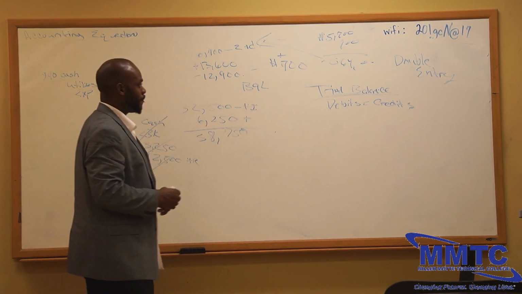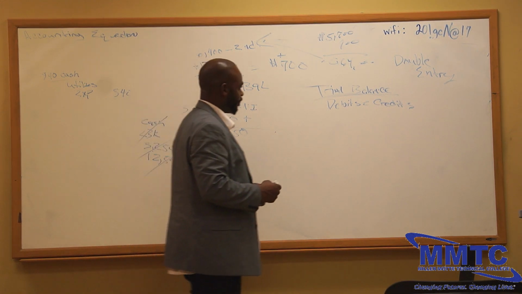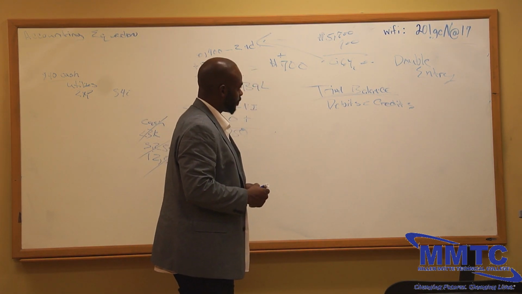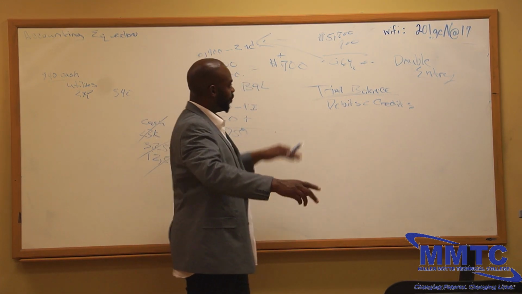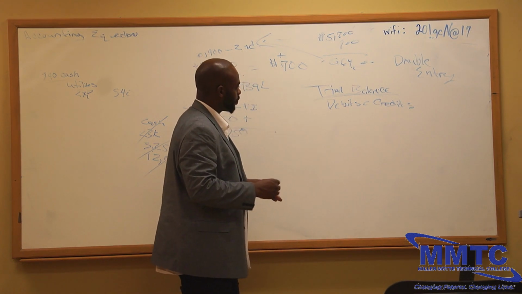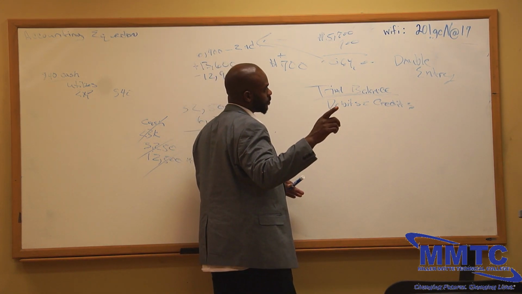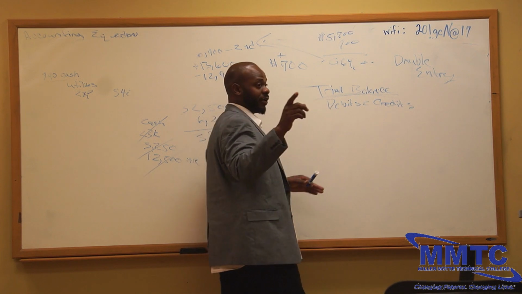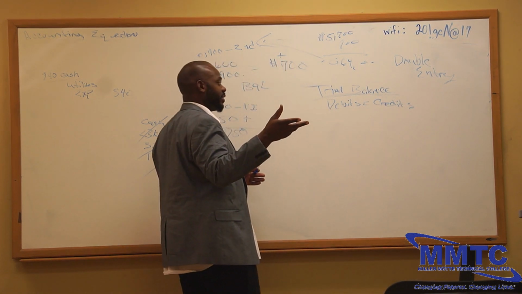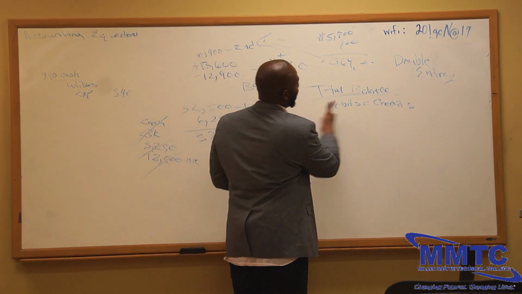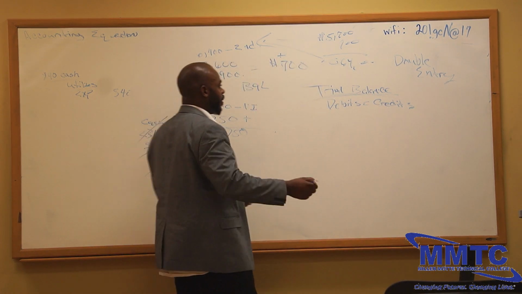Go ahead with the question. Start over. Identify the item below that would cause the trial balance to not balance. So they're asking us to identify the transactions that would cause the trial balance to not balance. Okay, go ahead, Ms. Coates.